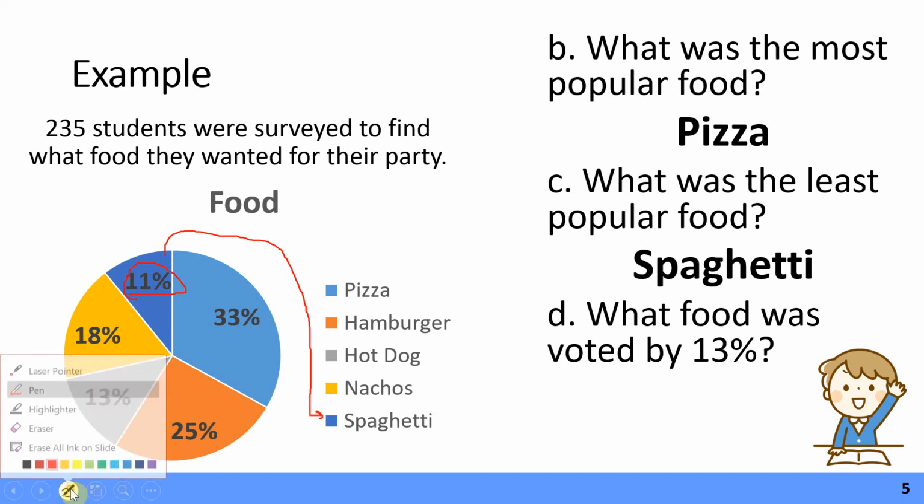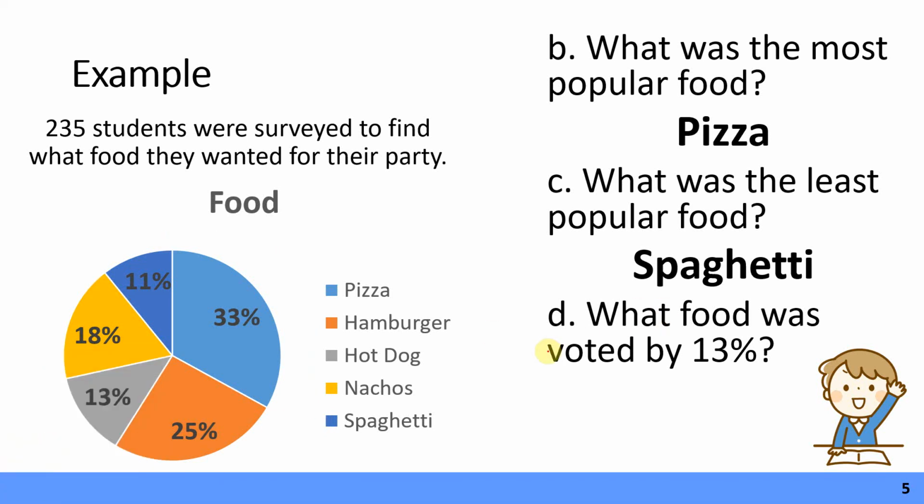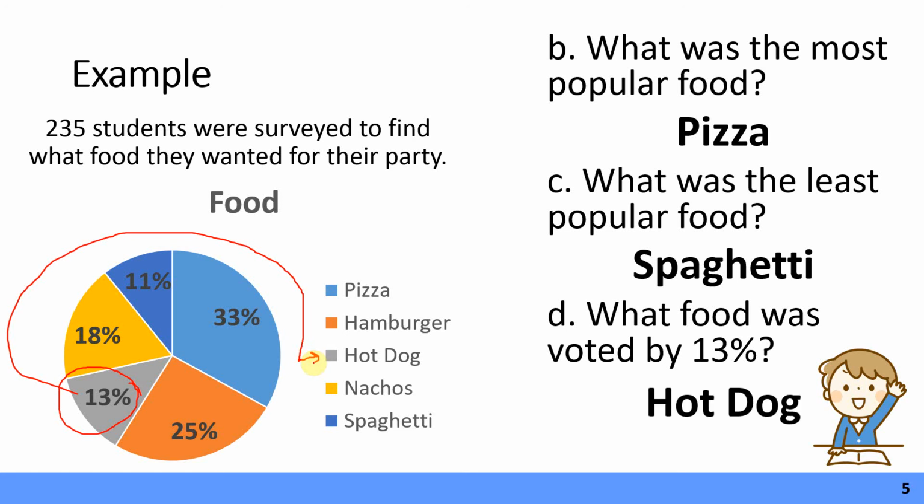Now, the last question we have here is question D. What food was voted by 13% of students? So again, super simple. You look for 13% here on your pie chart. 13% is under the gray slice. So we come to our legend. Again, that's why we have a legend. You need to have a legend. So the gray section represents hot dog. So that's my answer for the last one. Okay, so make sure that you know how to read a pie chart so you can answer any question we ask you about it.